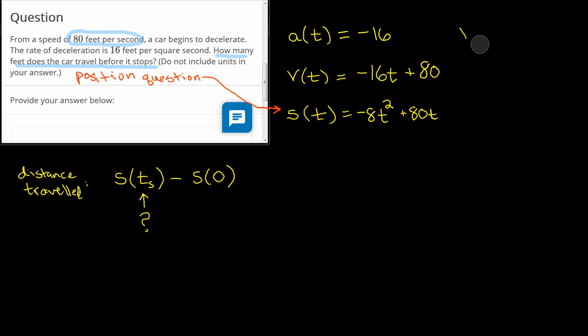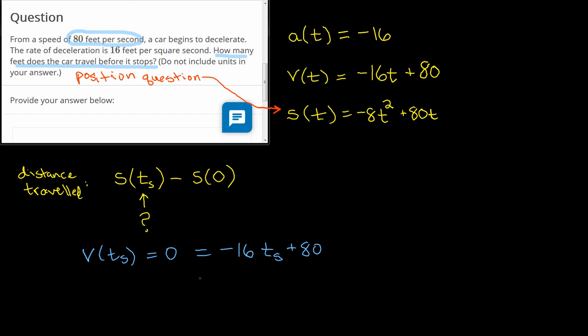Okay, so I guess I'm assuming I don't have to pause because you're going to pause. So I'll go ahead and just tell you the answer. When the car is stopped, that means the velocity is 0. So here's what I can say: v of ts is equal to 0. Well, but wait a minute. If I use this formula, that's going to be negative 16 times ts plus 80.